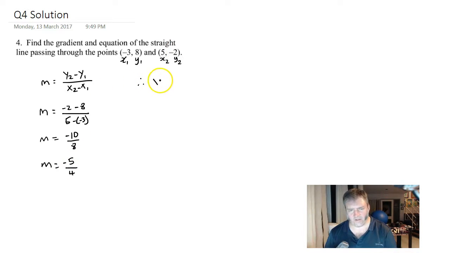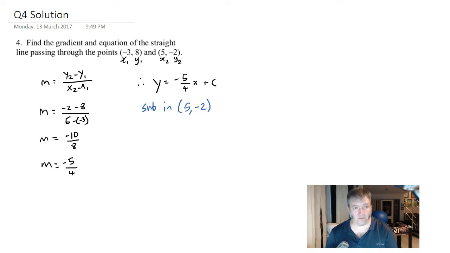So I know my equation is going to look like y equals -5 over 4x plus c. Now it's just a matter of substituting in one of the values and calculating the value of c. So I'm going to say sub in. There's not really one that's going to make it look better than the other one, so I'm just going to sub in 5, -2, because it doesn't really matter which one I chose. As long as I use one point on the line, it'll be true, so I know I'll be able to figure out the value of c.